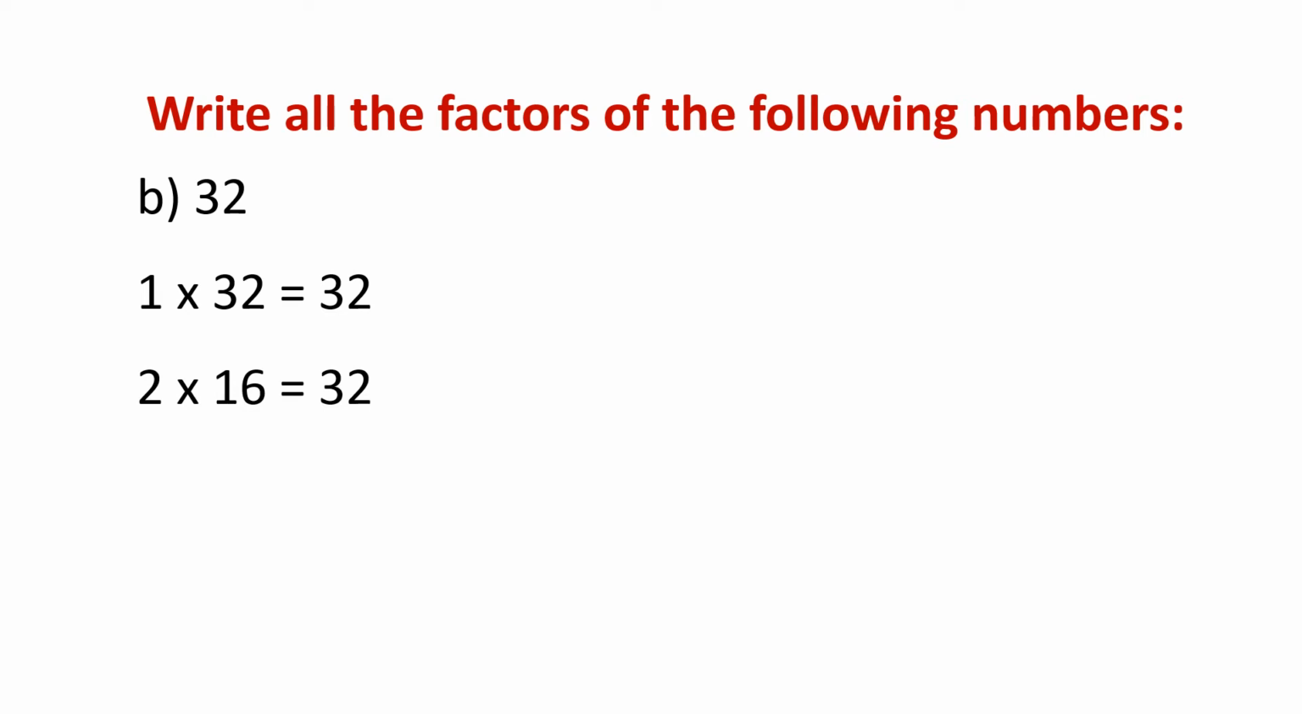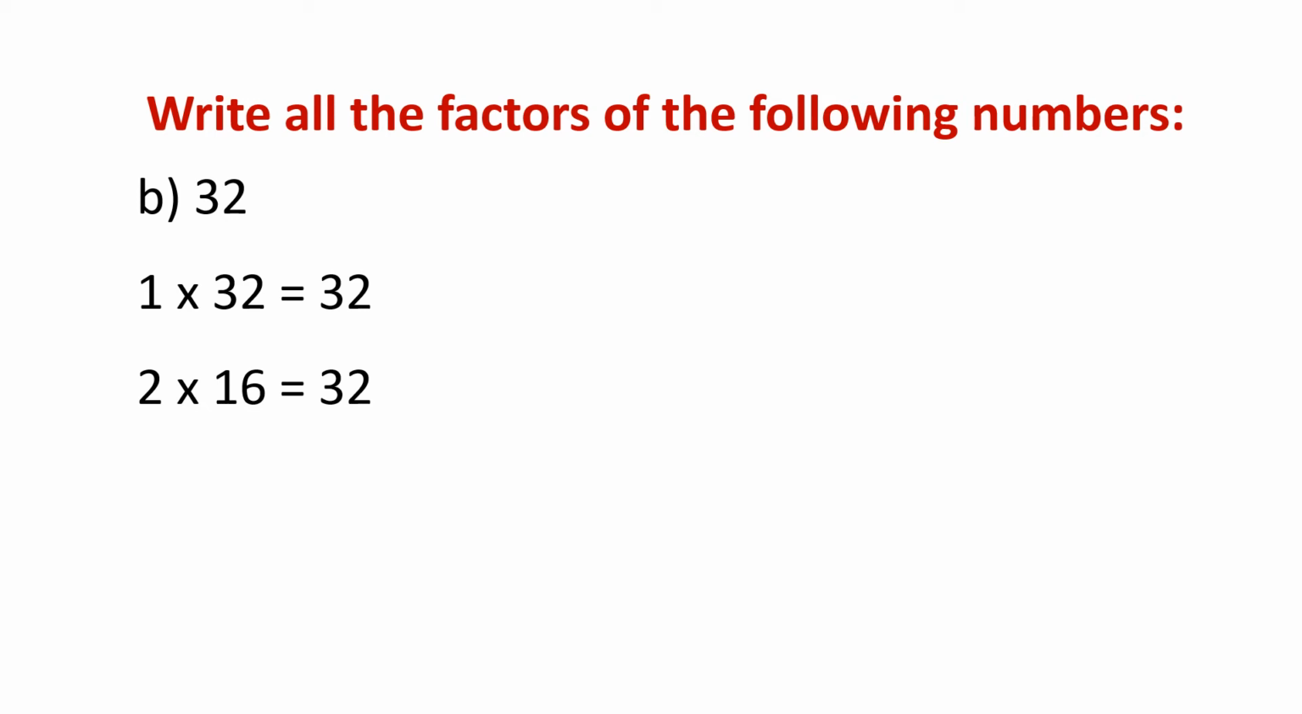Now we take the next natural number 3. Is 32 completely divisible by 3? No, because the sum of the digits 3 and 2 is equal to 5, and 5 does not come in the table of 3. So 32 is not divisible by 3. So leave 3. Then we take the next natural number 4.